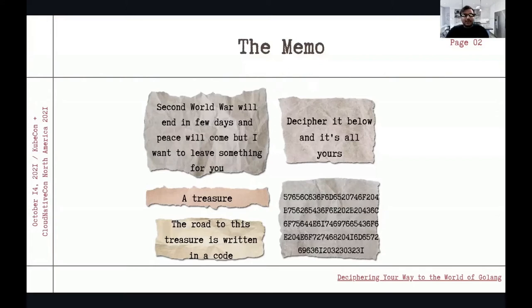The road to this treasure is written in a code. Do we have to write a program? They have given a code. Decipher it below and it's all yours. My God. This is our code. We have to decipher this. We have to figure out what this is. But we have to figure it out because treasure is involved after all, and we are going to hunt it down. But how? This looks scary. What is this code?